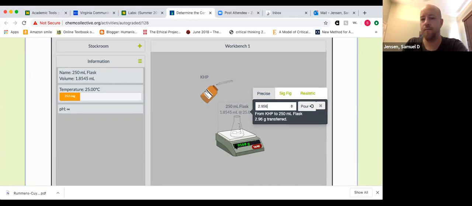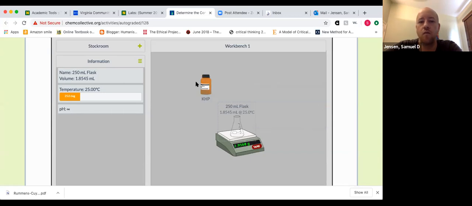2.9560. Those are all the numbers off our scale. Our scale reads 4 decimal places, so I'd write down all 4 decimal places. And then we could put our KHP away.